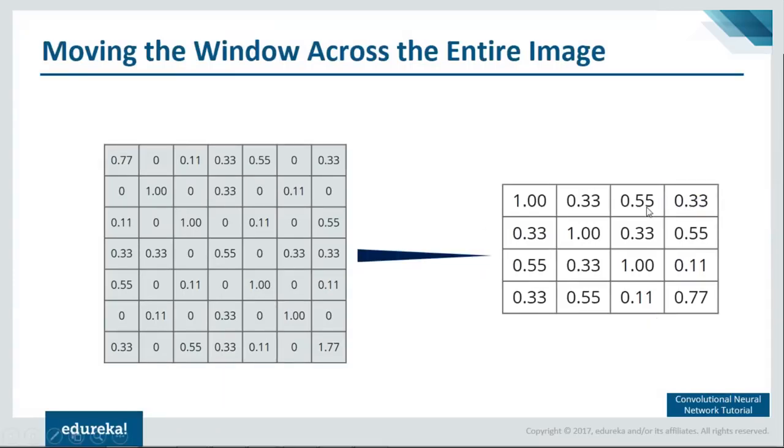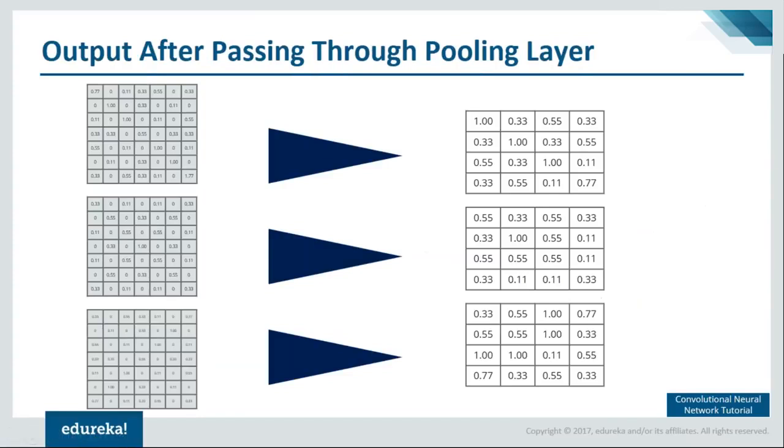This output we have got after moving our window throughout the image that we have got after passing through the ReLU layer, right? And when we repeat this process for all the three outputs that we have got after the ReLU layer, then we get this particular output after the pooling layer, right? So basically we have shrunk our image to a 4 cross 4 matrix. Now comes the tricky part. So what we are going to do now is stack up all these layers.